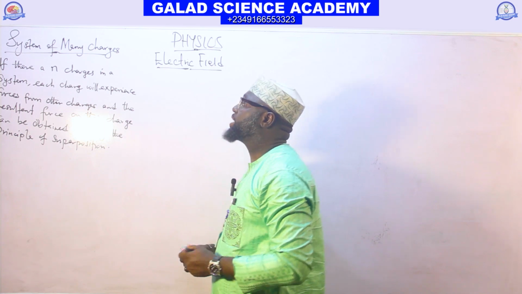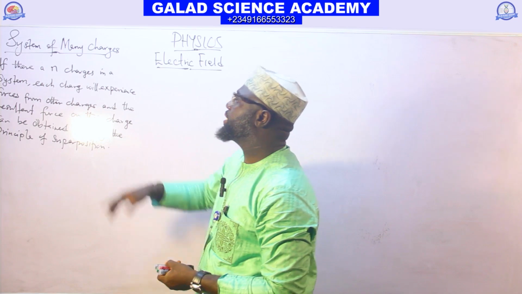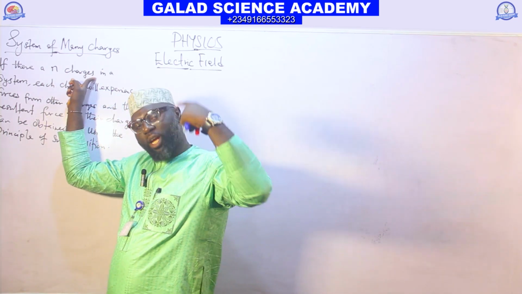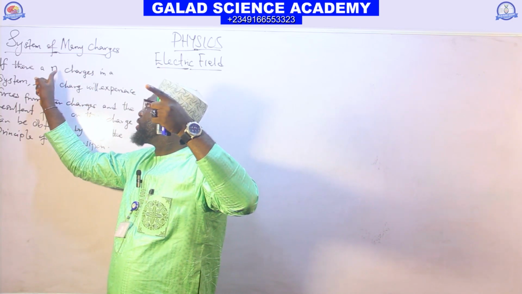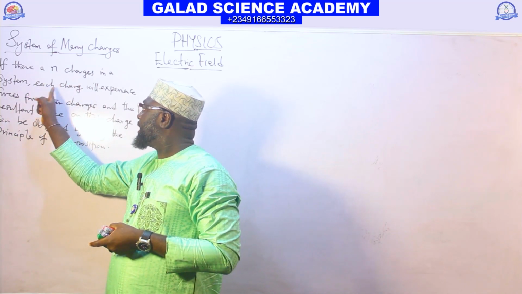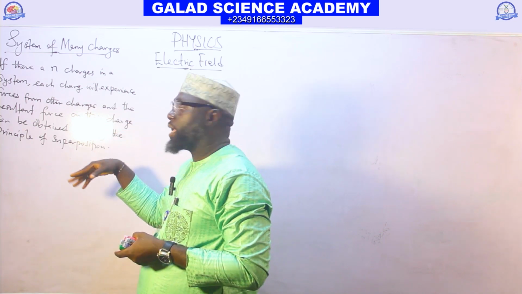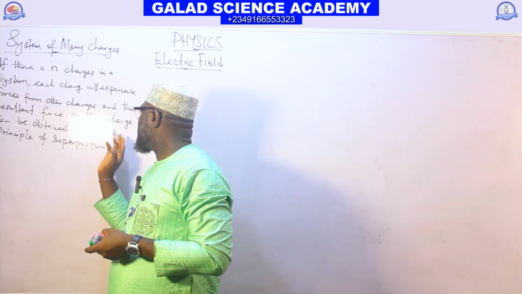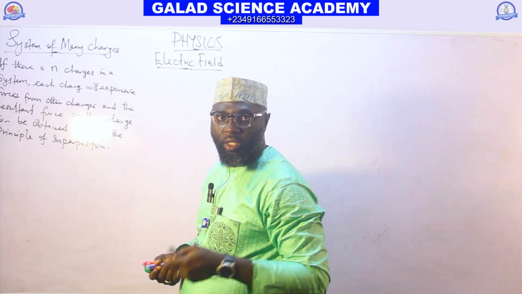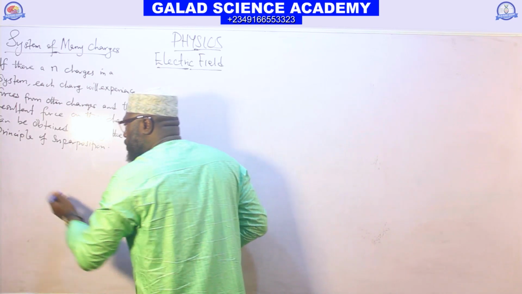I said if there is n charges in a system, this n charges means the charges we have in the system are more than 2. The n stands for the number of charges in a system. And each charge will experience force from each other. And the resultant force on this charge can be determined by the superposition theory.